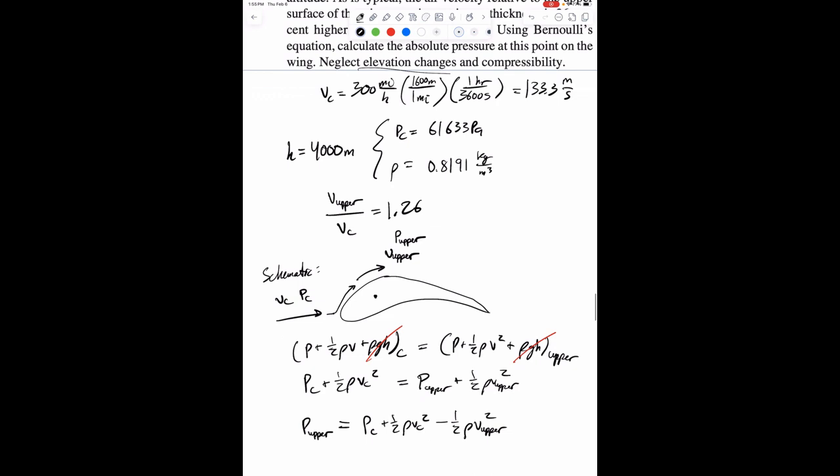And here, V upper is 26% greater than VC. So let's rearrange our equation and get an answer for V upper. So 1.26 times 133.3 meters per second, I get 168 meters per second for V upper. So I have all my terms I need. I can now solve.